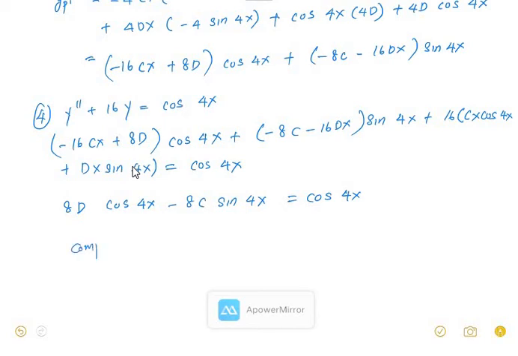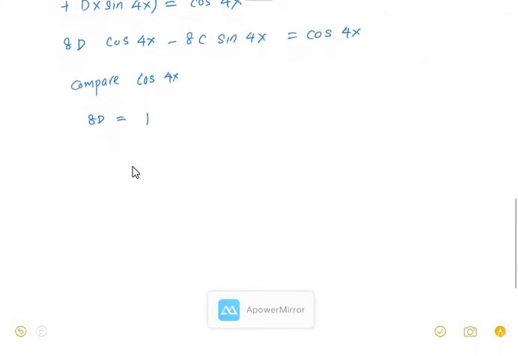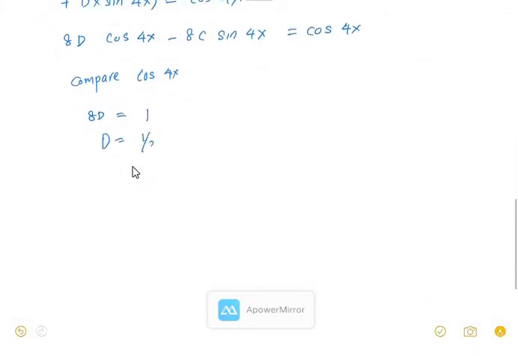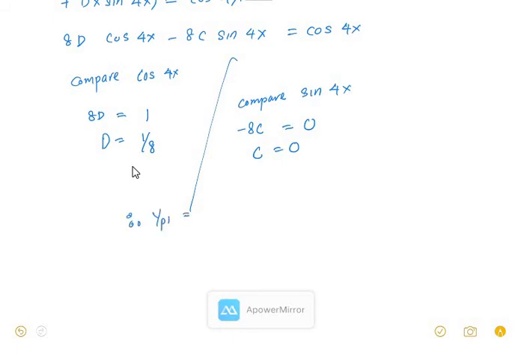So you compare the coefficient of cos 4x. You get 8d at the left hand side, right hand side you get 1. So d equal to 1 over 8. And then if you compare again for the c, you get left hand side is negative 8c, and right hand side is 0, so c equal to 0.